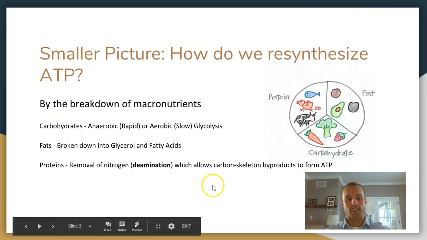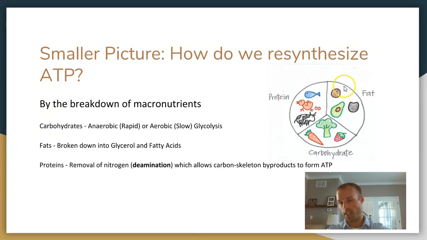How do we resynthesize ATP? Well, by breaking down the macronutrients that we eat, such as protein, fat, and carbohydrates. For carbohydrates, we have rapid and slow glycolysis. For fats, we break down glycerol and fatty acids. And then proteins, we remove the nitrogen and get deamination, which allows carbon skeleton byproducts to form ATP.